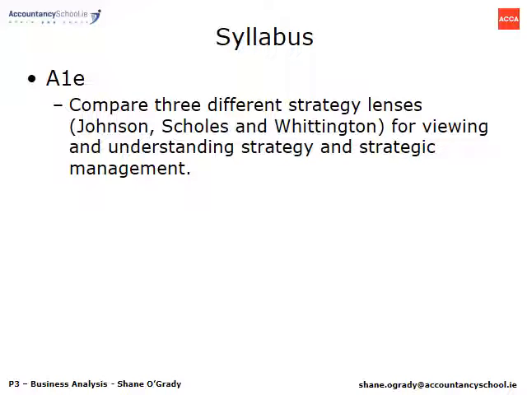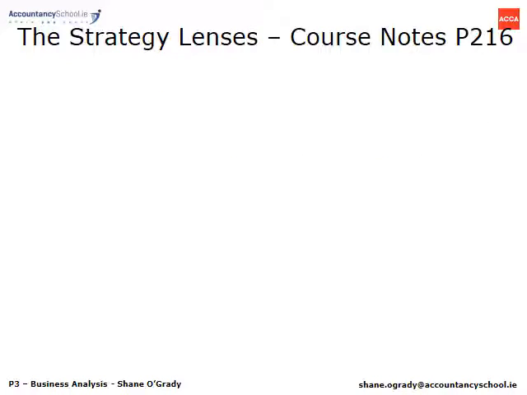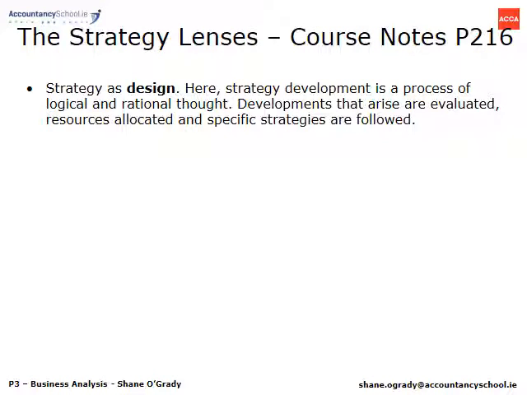Okay, so the syllabus is pretty straightforward. Compare 3 different strategy lenses by Johnson, Scholes and Whittington for viewing and understanding strategy and strategic management. So if you go to my course notes and you go to page 216, you will find an extract from a technical article published on behalf of the ACCA a number of years ago. So this is effectively from the ACCA itself, and therefore you can attach a lot of credibility to this because it's from the actual source organization rather than the different views that various textbook providers might take.